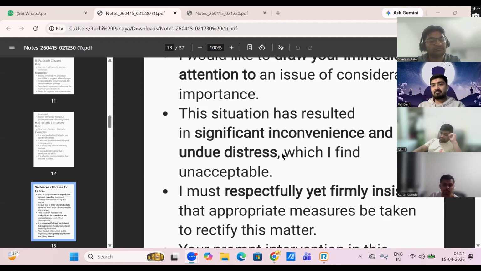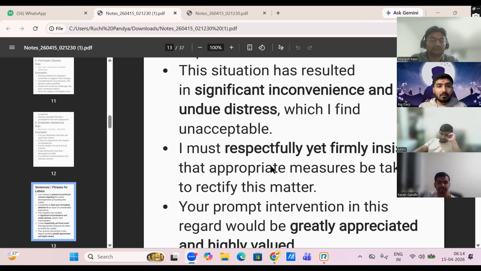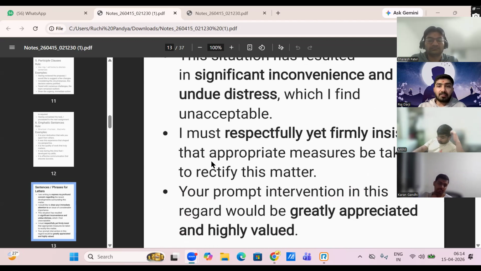Clear? Okay, whose sentence is next? Raj, you take it. I must respectfully yet firmly insist that appropriate measures be taken to rectify this matter.